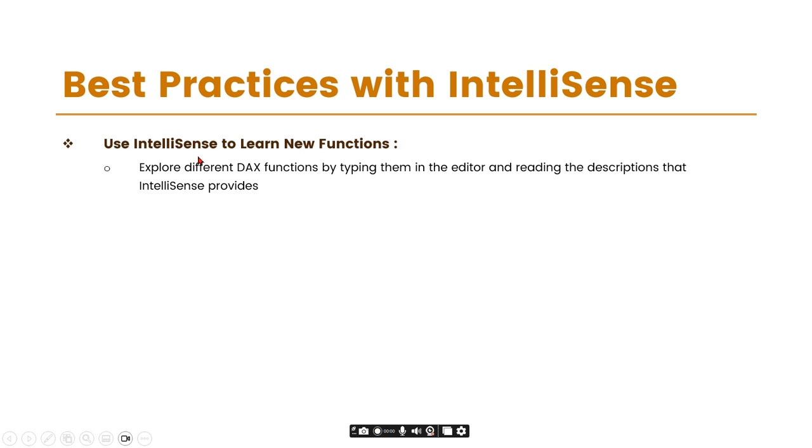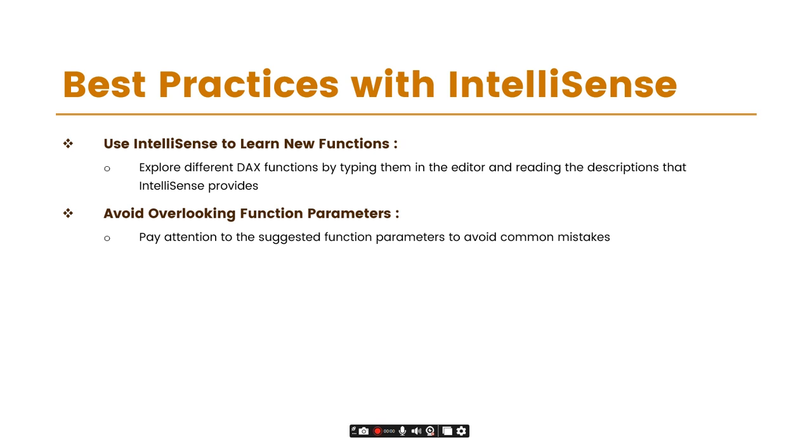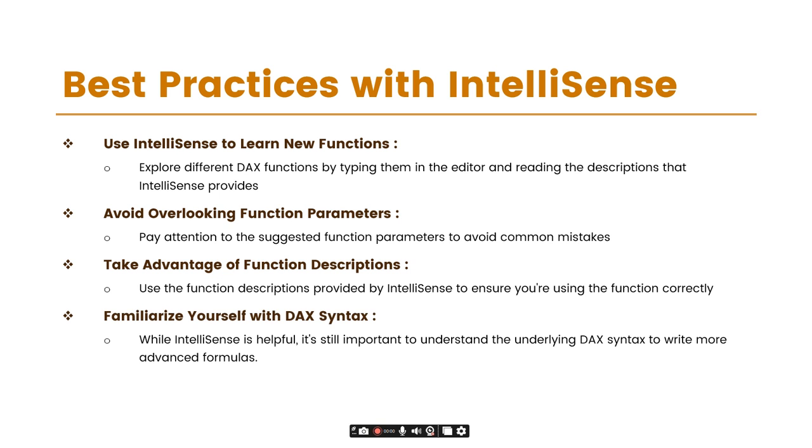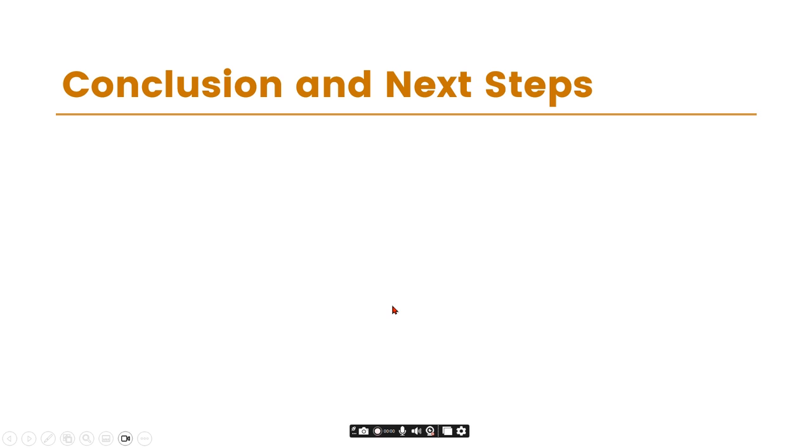Best practices: use IntelliSense to learn new functions. We can learn a lot of new functions, because when you type something, it will give the description. Avoid overlooking function parameters, since IntelliSense suggests all the parameters, so we can go with those parameters to avoid mistakes. We can take advantage of the function descriptions. And we can also familiarize ourselves with the DAX syntax very easily, because it suggests all the parameters and arguments while we type the function.